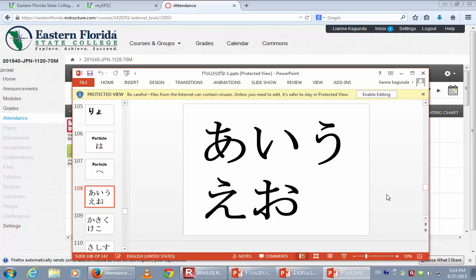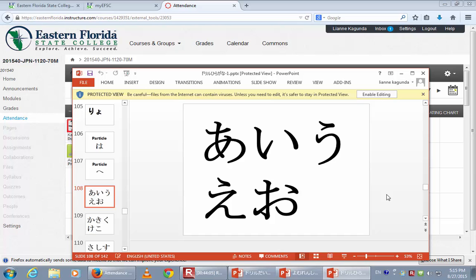But yoroshiku onegai shimasu is anytime you're starting something new together, whether it's a brand new acquaintance or somebody you've known for years but you're starting a new project together. Maybe you've been neighbors but now you're taking Japanese together. Or maybe you've been in classes together and now you're starting a new group project together. Or maybe you've been working on this group project together with 5 other people and now you and this one other person are going to tackle one aspect of the project, just the 2 of you.